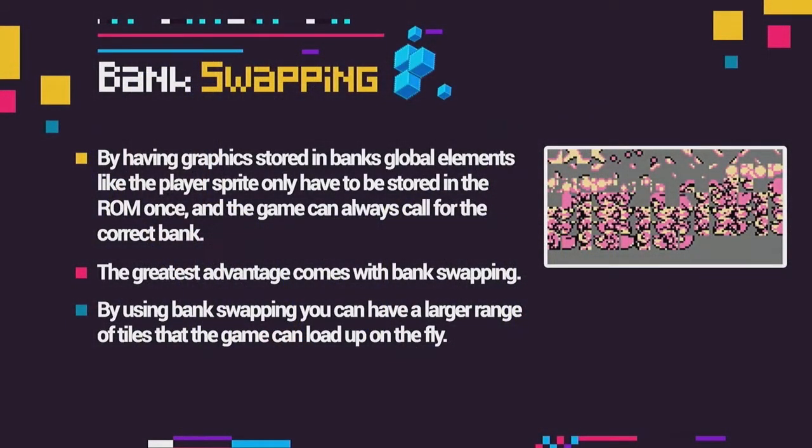Cool. So this just goes over a little bit more about bank swapping. We can use bank swapping to swap in and out individual character sprites. With enemies, if we want a large range of enemies in a single level, we'll use bank swapping for that. Once one type of enemy's dead, we can load in another one real quick, and it'll seem like there's more loaded in than there really is.